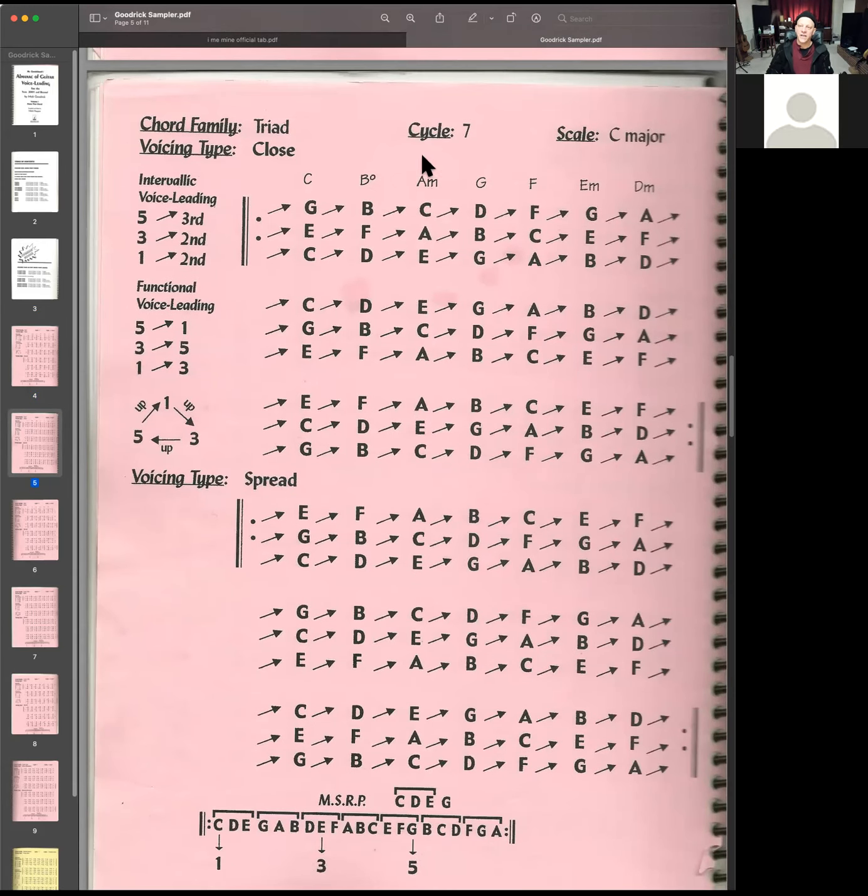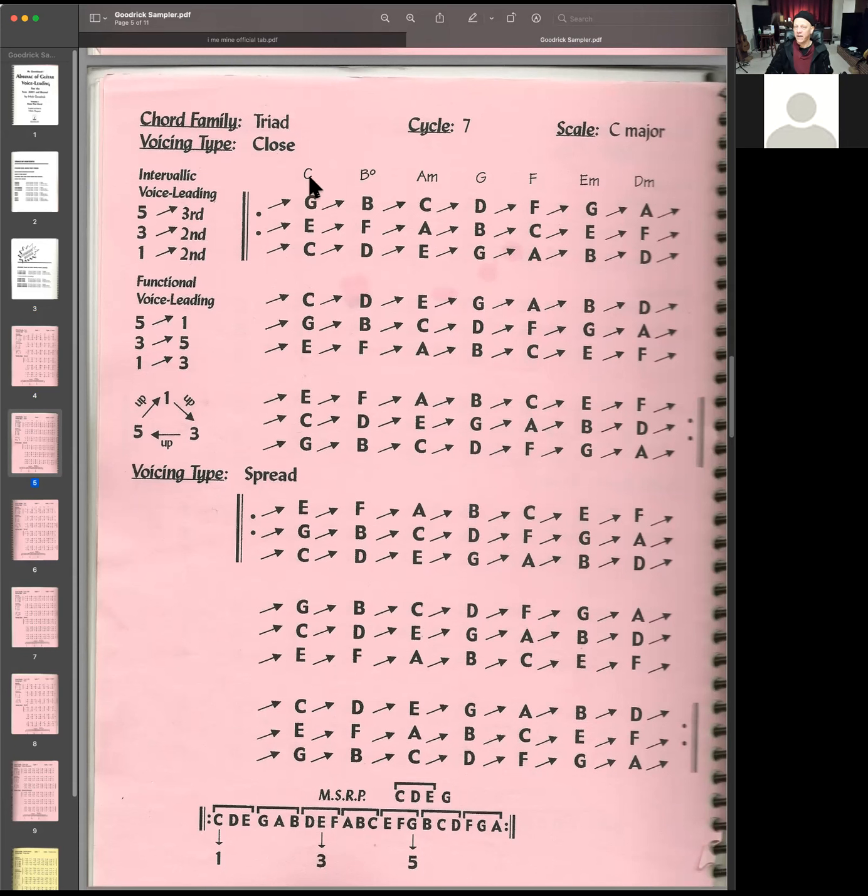Oh, this is cycle 7. So this is moving down by steps. Again, what you see when you move down by steps, going down C, B, A, G, F, is that all of the voices will move down. Two of the voices will move by step, and one of them will move by a third.